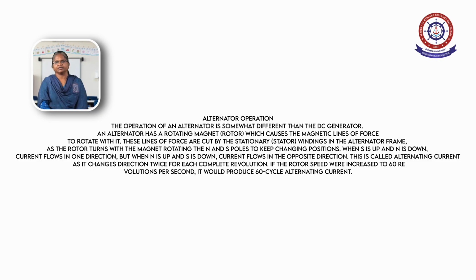Alternator operation: the alternator has a rotating magnetic field which causes the magnetic lines of force to rotate. The lines of force are cut by the armature conductors, which are stationary, so EMF is generated. Here the rotor speed is increased to 60 revolutions per second in the ship electrical system, and the polarity and the current direction are decided by the pole directions.